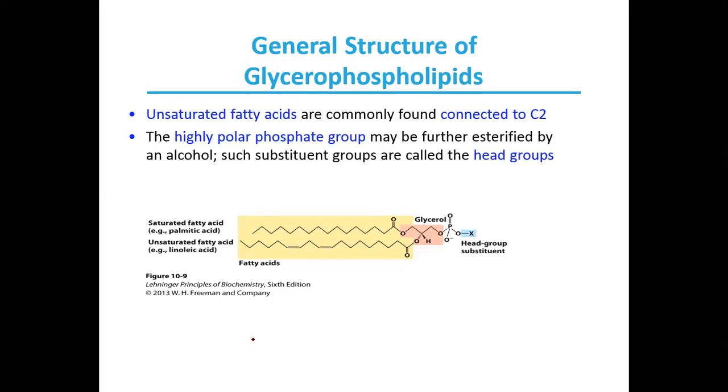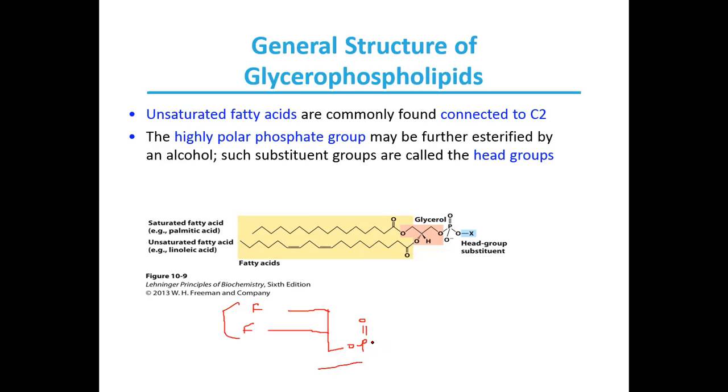I'm saying that, say for example, this is a glycerol molecule. Here the fatty acid is attached. Say for example, here the fatty acid is attached, and this is the carbon number 3. This is esterified with the phosphate group. So these two fatty acids are attached, and this is the polar group.